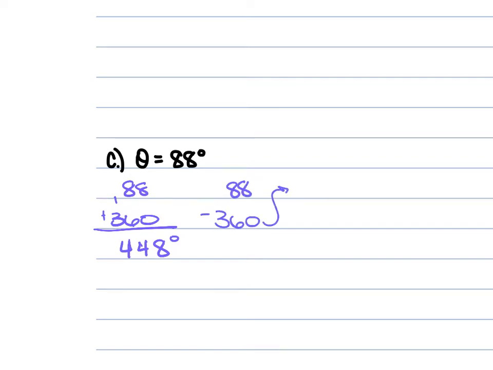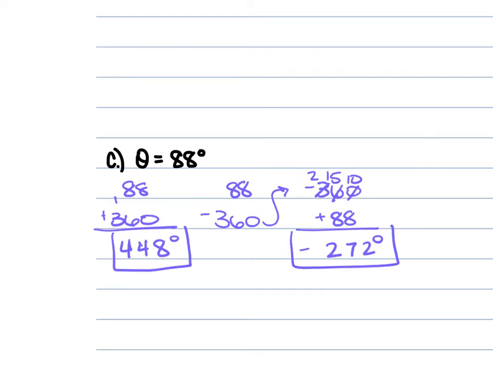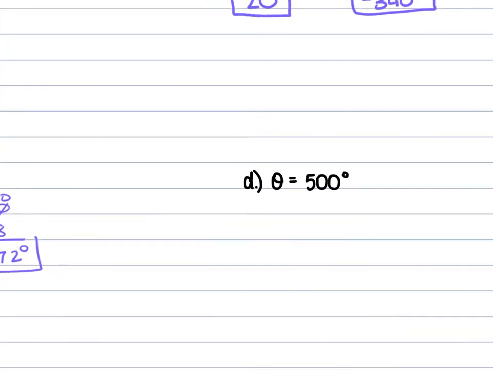If you wanted to rewrite this, you could, to where it's negative 360 plus 88. So then we're going to deal with a negative, our higher number, or a bigger number. Between the 360 and the 88 is the negative 360, so we're going to keep the sign. And we're going to subtract these. So the 0 becomes a 10, the 6 becomes a 5, which then becomes 15, making the 3 a 2. So 10 minus 8 is 2, 15 minus 8 is 7, and 2 minus 0 is 2. So that's negative 272 degrees. So we have 448 degrees and negative 272 degrees that are coterminal angles to 88 degrees.